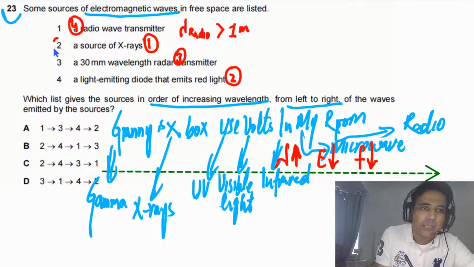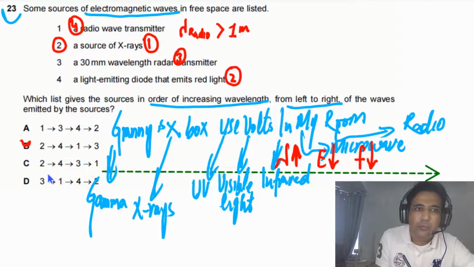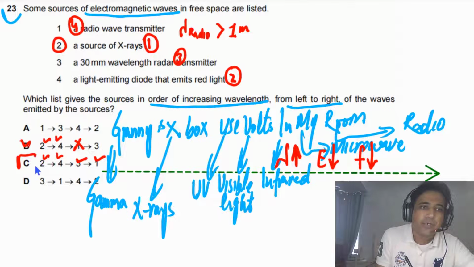The first one, the number is 2, so it has to be 2. So the answer can be B or C. And the second one has to be 4. So this is right, this is right, this is right, this is right. And the third one has to be number 3, means this one, but this is telling you 1. So this is wrong, this one is right. So the answer for this question is C.